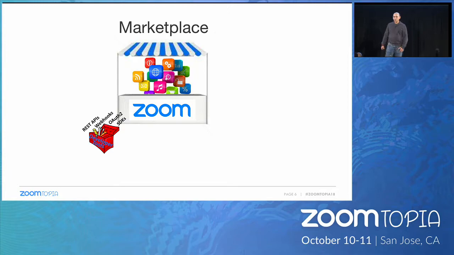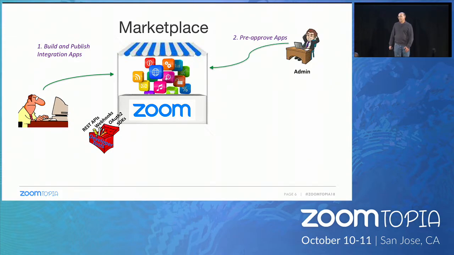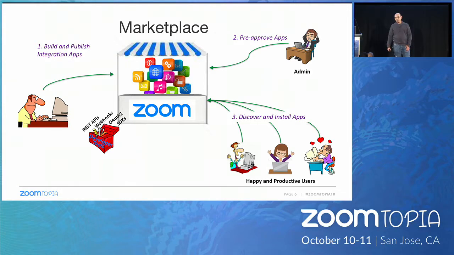We've built a brand new application marketplace. This will allow Zoom and third-party developers to build secure integrations with other products and make them available to Zoom users by publishing them on the marketplace. Administrators can now more easily find these available integrations and pre-approve them for use by their users. Admins will always have control over what apps their users can and cannot use. And of course, users can now more easily find all those pre-approved apps and install them directly from the marketplace.